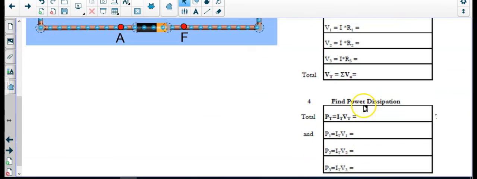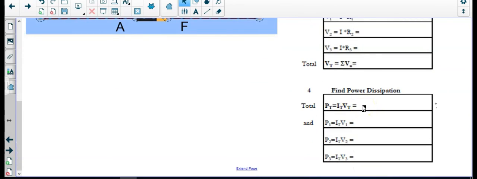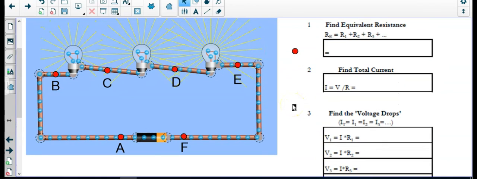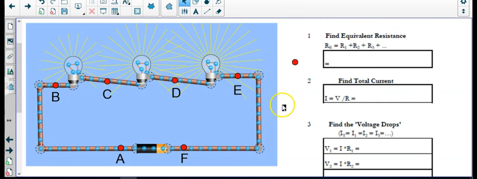And then, of course, if we look at the power dissipation, how much wattage is used on each bulb, and we use the PIV formula, and we can find out what the wattage of each bulb would be. So this summarizes the series circuit.